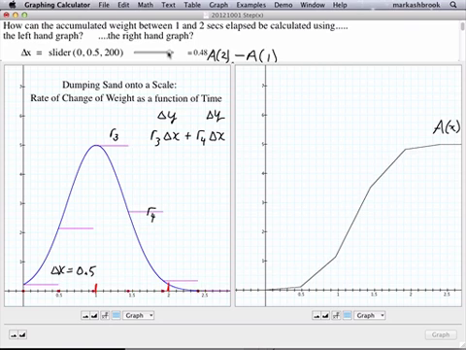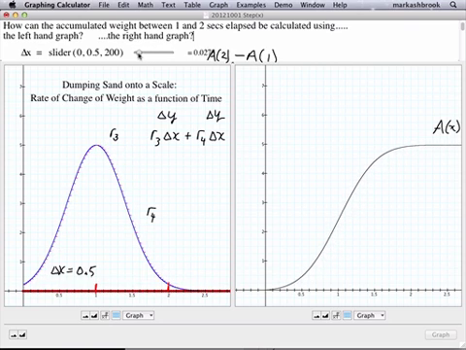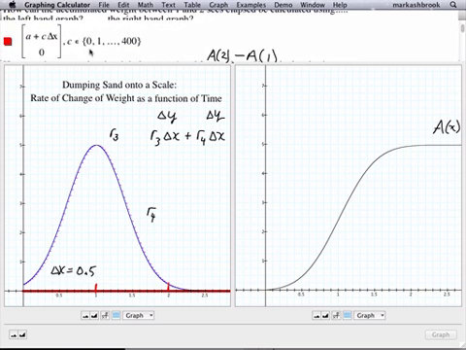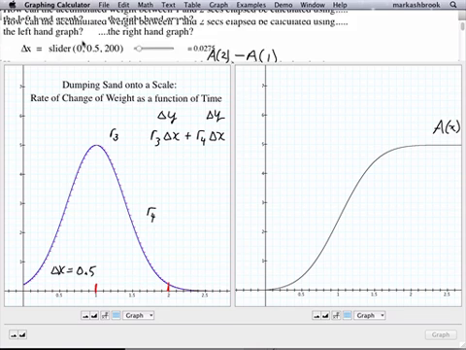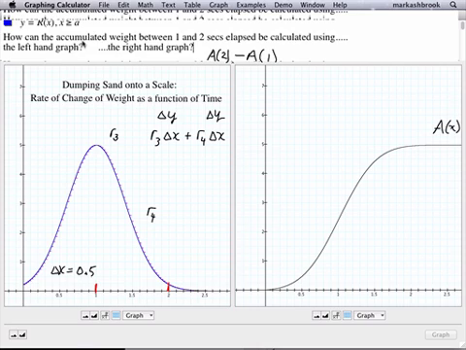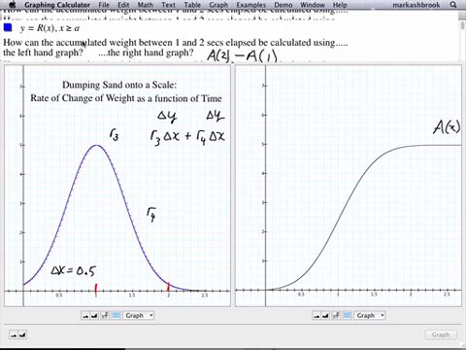All right, so now, same question. Same question. So now I've just changed delta x to be tiny. I've got delta x set now at 0.0275. Same question. How can I use both graphs to get the accumulated weight from 1 to 2?